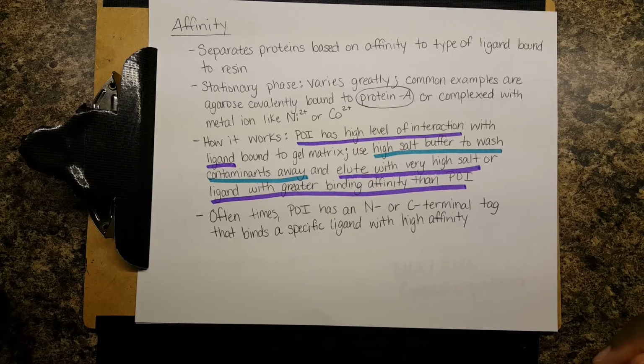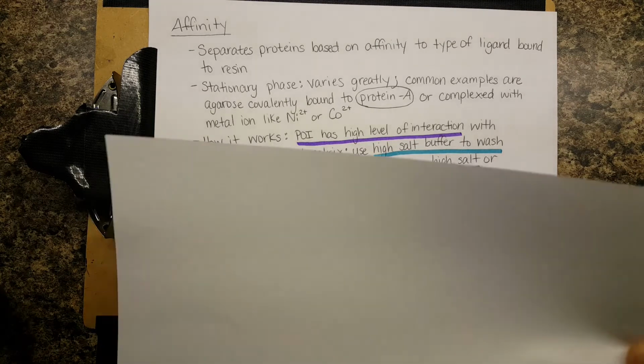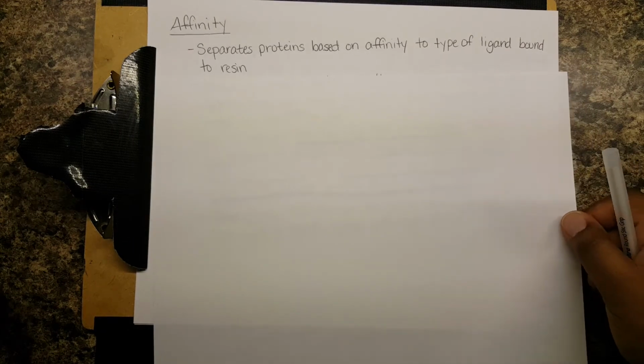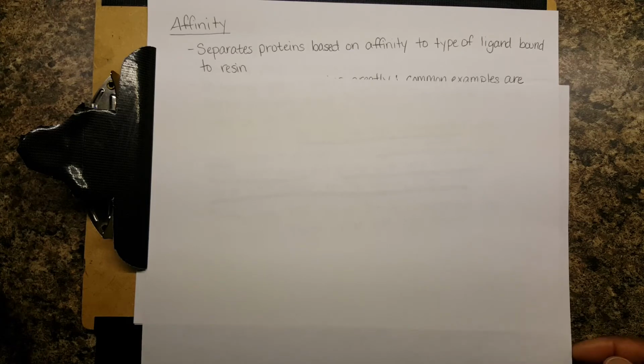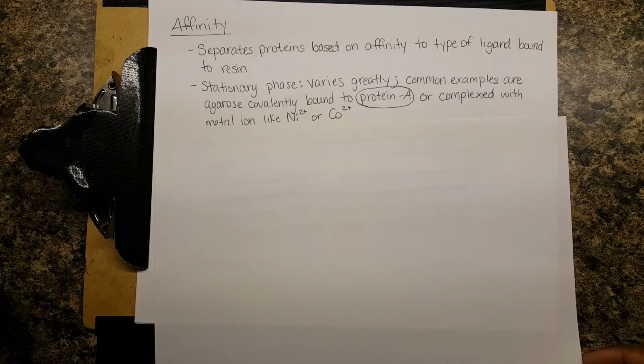The next category we're going to talk about is affinity chromatography. Now, this is a really big, broad category. So we're just going to take it step by step, and I'll give you some examples. Overall, affinity chromatography separates proteins based on their affinity to a certain type of ligand that's bound to the resin. So you'll have some kind of agarose or something like that, and then you'll have a protein or some other kind of ligand for your stationary phase. So the stationary phase varies greatly.